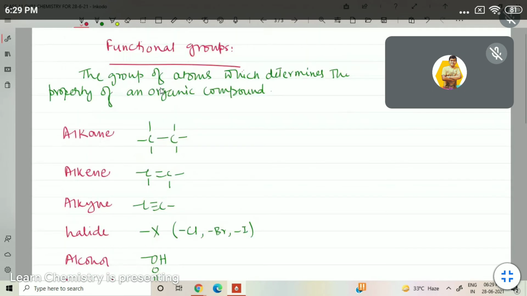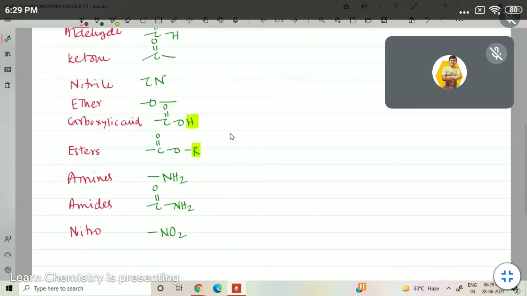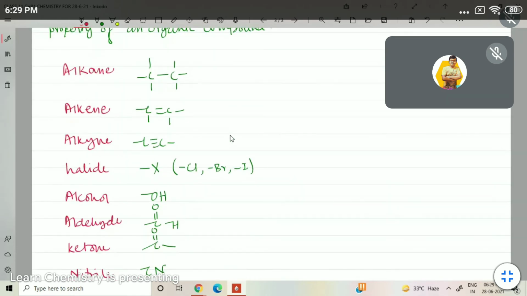So alkane, alkene, alkyne, halide, alcohol, aldehyde, ketone, nitrile, ether, carboxylic acid, ester, amine, amide, and nitro. So these are the functional groups that you need to understand, you need to know. Okay, now what are the names that we are going to use with these functional groups? One name will be used if they come as prefix, and another type of name will be used if they come as suffix. Okay, now why prefix and suffix is there, that we need to understand.